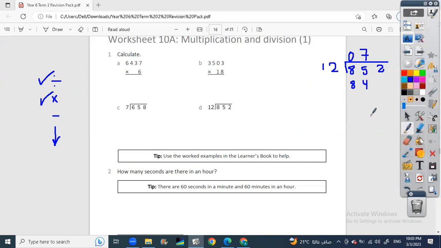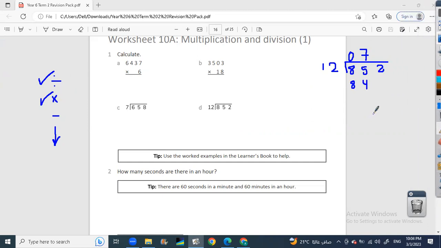What am I supposed to do next? I got lost. Go to the steps. Next, after multiplication is subtraction. So subtract: 85 minus 84 is 1. Done with subtraction. What is next? Bring down. Bring down the 2, so it is 12. Done with bring down.